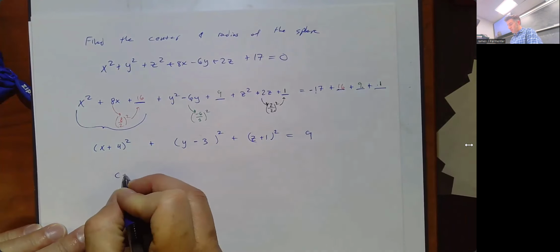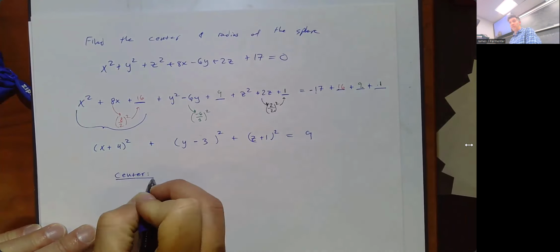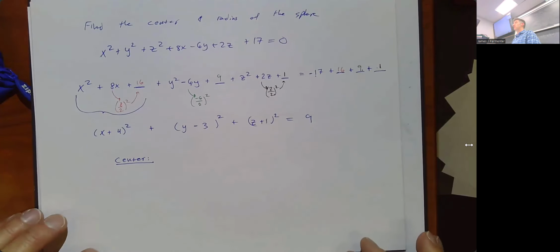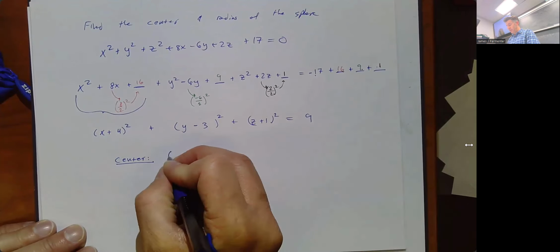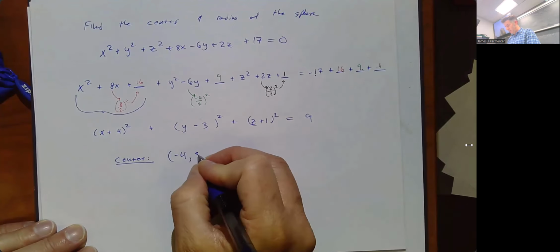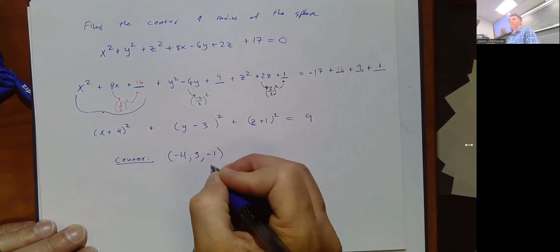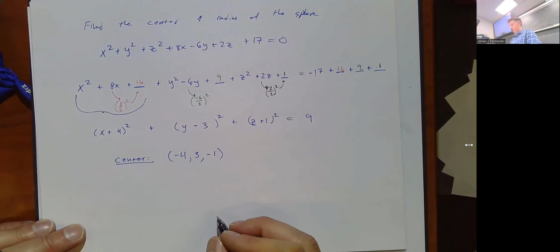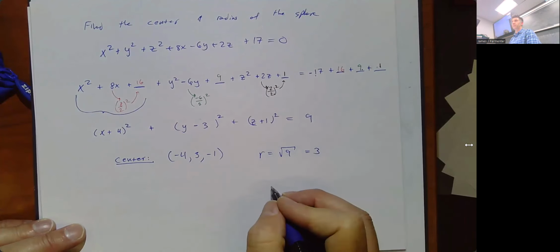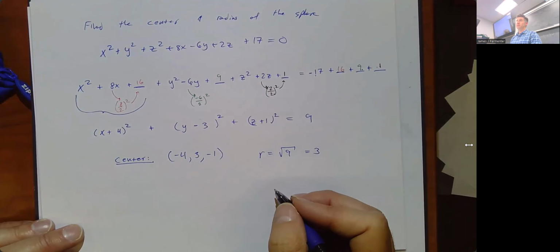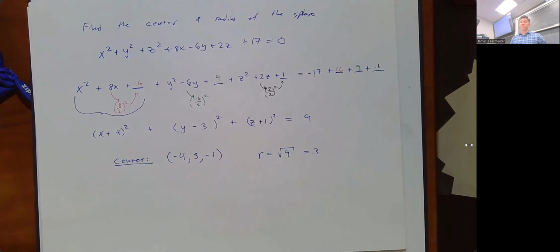So my center, just like before, I'm thinking about the XYZ coordinate that makes the entire left-hand side equal to 0. That's going to be x has to be negative 4, y has to be positive 3, z has to be negative 1. And my radius is the square root of 9, which is 3. And that's the center and radius. So to find the center and radius of a sphere, you write it in the standard form like this, and then you just read the things from the equation. Cool. I'll see you on Friday.